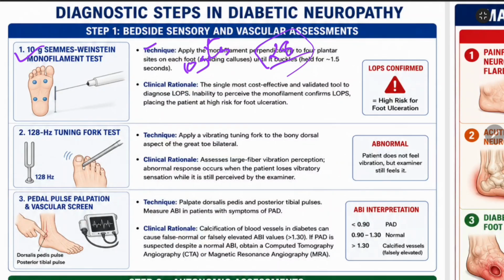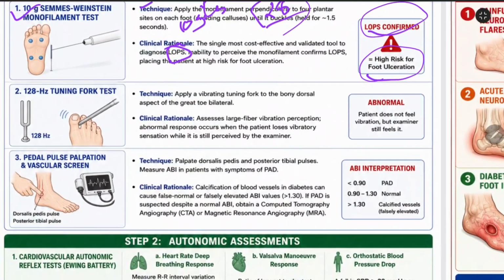high risk of amputation, or you can say LOPS is present. The single most cost effective and validated tool to diagnose LOPS. Inability to perceive the monofilament confirms LOPS, placing the patient at high risk for foot ulceration. If the LOPS is confirmed, the patient is at high risk of foot ulceration.